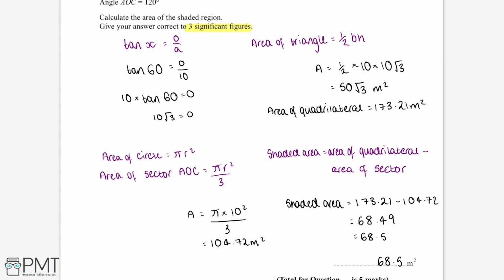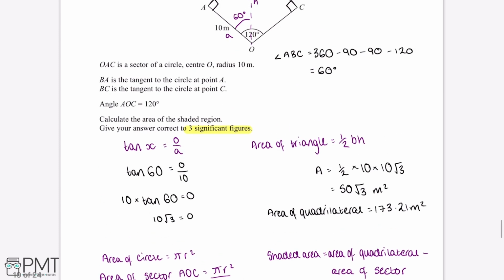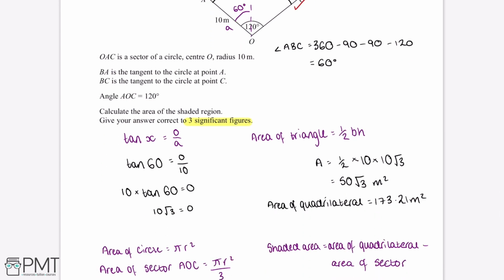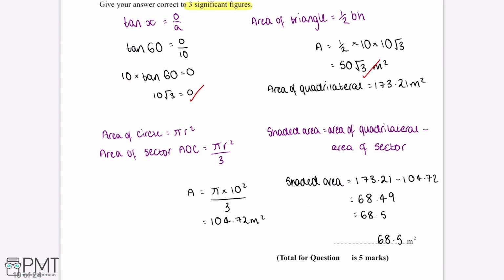Now this question's worth 5 marks. We'll get our first mark for showing that either angle BAO or BCO are 90 degrees. We'll get our second mark for working out the length of side AB. We'll get our third mark for working out the area of one of the triangles. We'll get our fourth mark for working out the area of the sector. And our fifth mark for the correct answer.